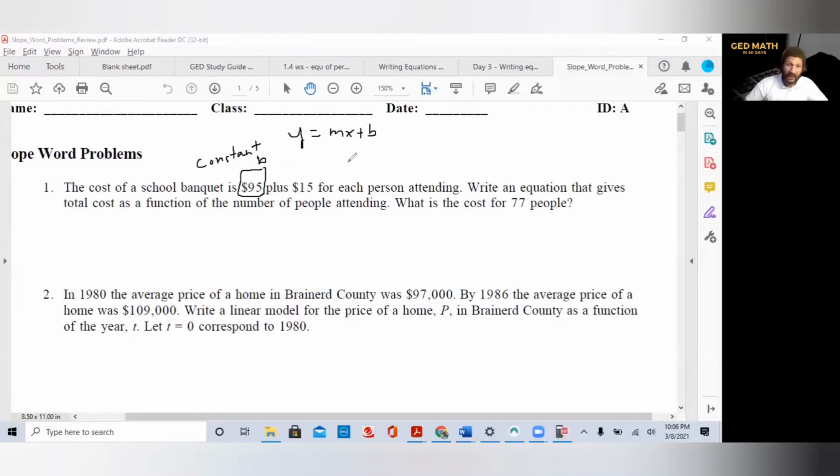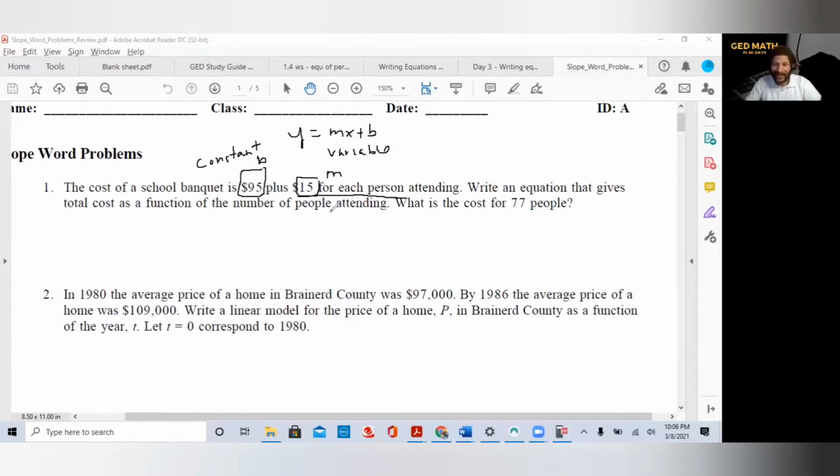Now, what other thing do they give you? $15 for each person. Well, that's variable. That can change. So for example, if one person comes, it's $15. If two people come, it's $30. If five people come, it's another $75. So that number can change. That is variable, and that is your slope.